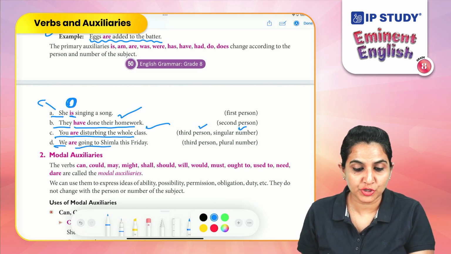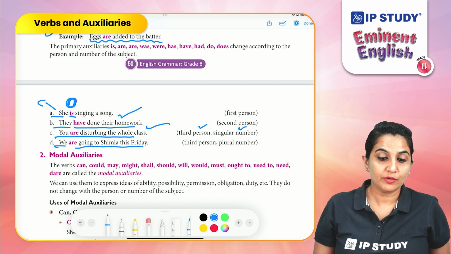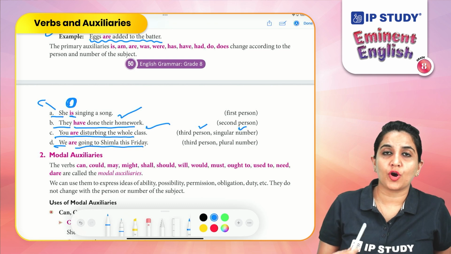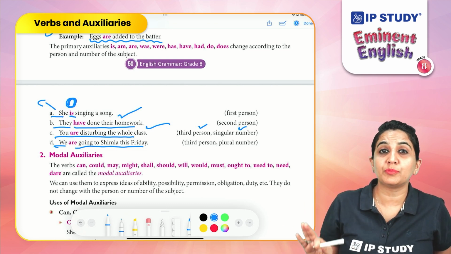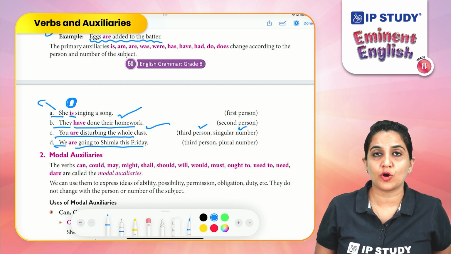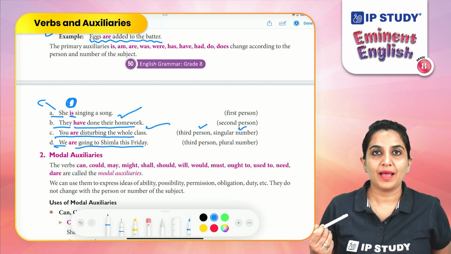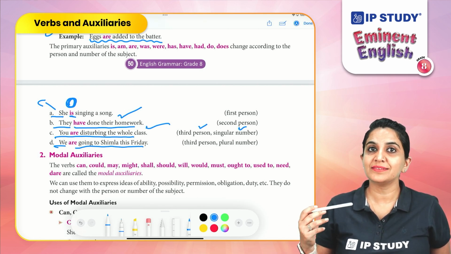We are going to Shimla this Friday. With the first person and it is plural in number, we use are. Always with you, we use are because we are never sure whether it's plural or singular. Hence, we always take that as a plural form and we use are. With I, we always use am. I am singing a song. So, primary auxiliaries are dependent on the number or the person in the subject.